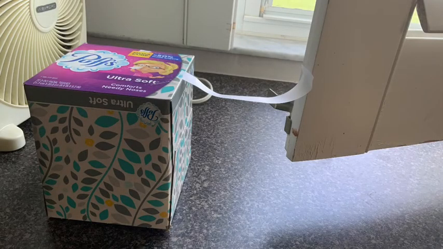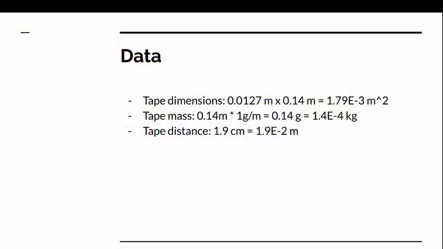The following setup was used for tape A. Then tape B was brought up close to the tape and the distance between the two were measured. The following data were collected. The tape's dimensions, which were found to be 0.0127 meters by 0.14 meters, gave a total of 1.79 times 10 to the negative 3 meters squared.